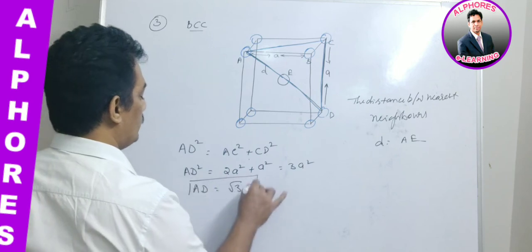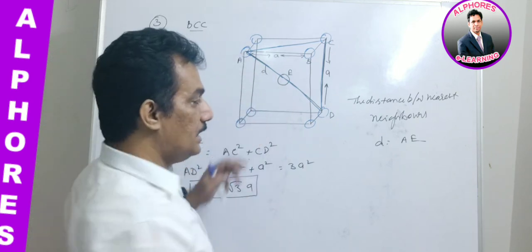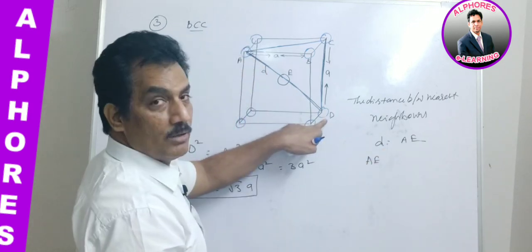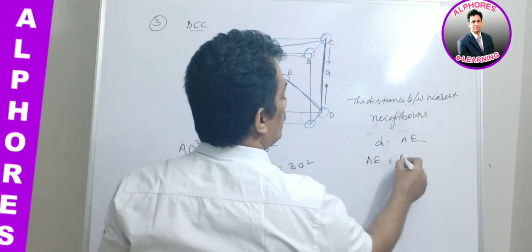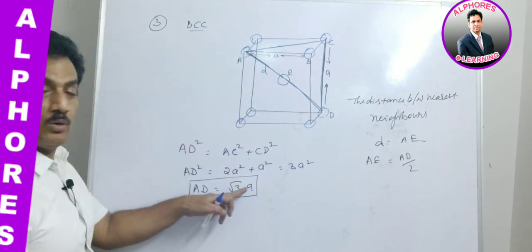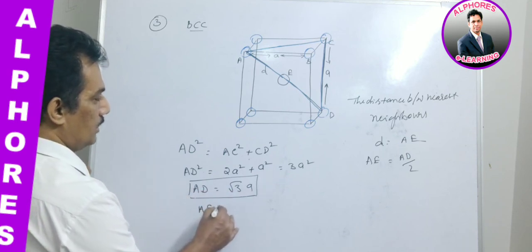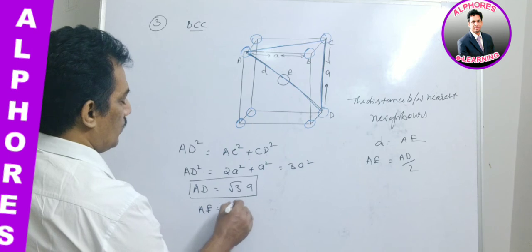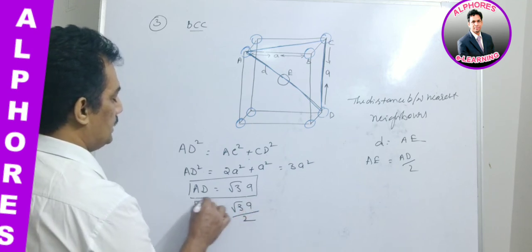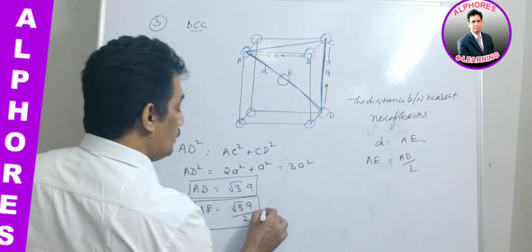This is AD value. But what we require? AE. How to get that AE? AE is nothing but half of the distance of AD. AE is equal to AD by 2. Already we know AD is nothing but root 3A. So now AE is equal to root 3A by 2. This is AE value. And this is equal to D.